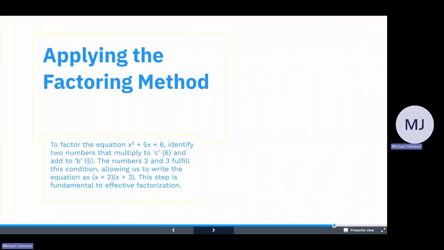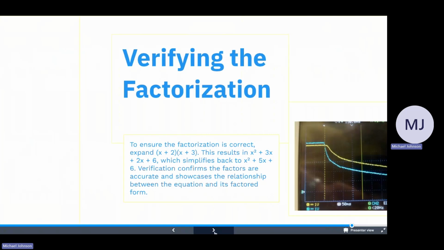To factor the equation x squared plus 5x plus 6, identify 2 numbers that multiply to c, 6, and add to b, 5. The numbers 2 and 3 fulfill this condition, allowing us to write the equation as (x plus 2)(x plus 3). This step is fundamental to effective factorization.